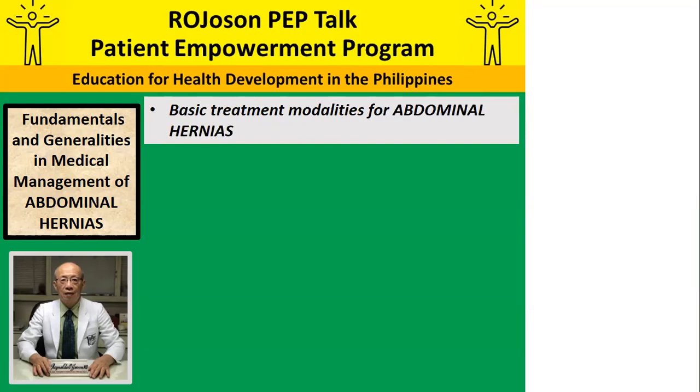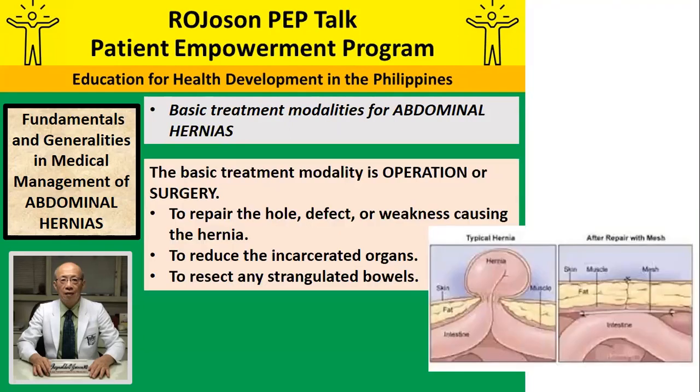So, basic treatment modalities for abdominal hernias. The basic treatment modality is an operation or surgery. The objective of the operation is to repair. As we said, hernia is caused by an abnormal wall defect or weakness causing the hernia. So the surgery will be used to repair this hernia. Okay. So supposing that this is the hernia which is protruded there, it has to be brought back inside first. So you have to reduce that incarcerated hernia.